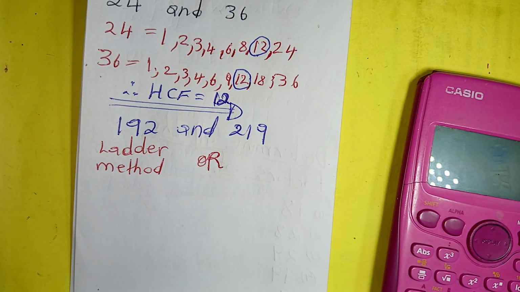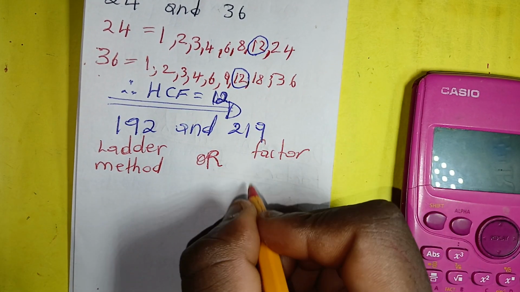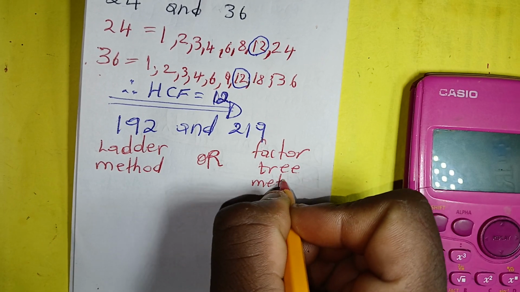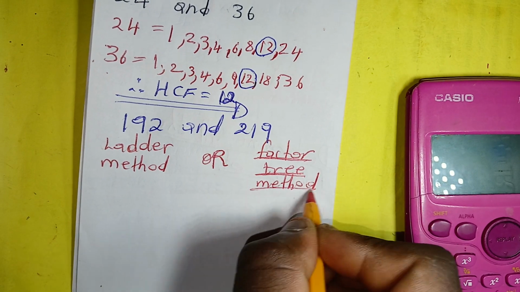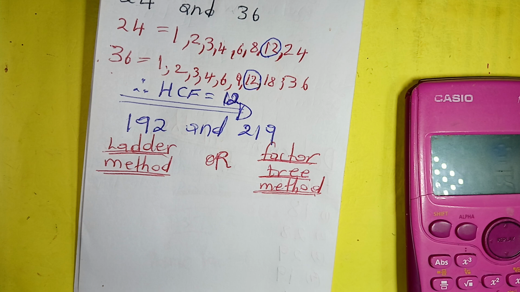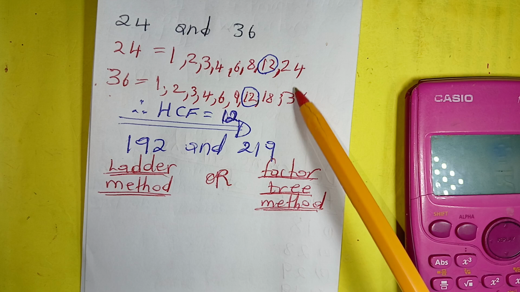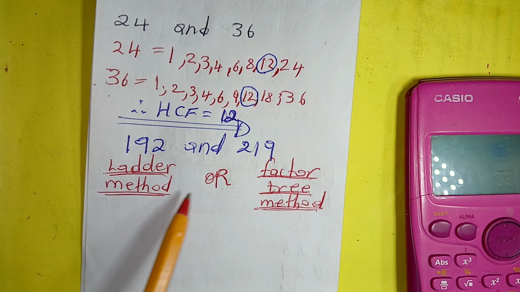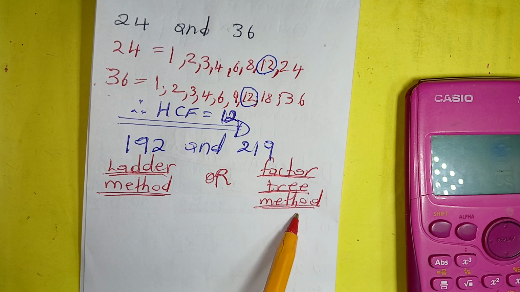We got the ladder method, and also we got the factor tree method. So if, guys, you have bigger numbers like this one, it will be a waste of time for you to get the factors like this. It's better to use a ladder method or a factor tree method.